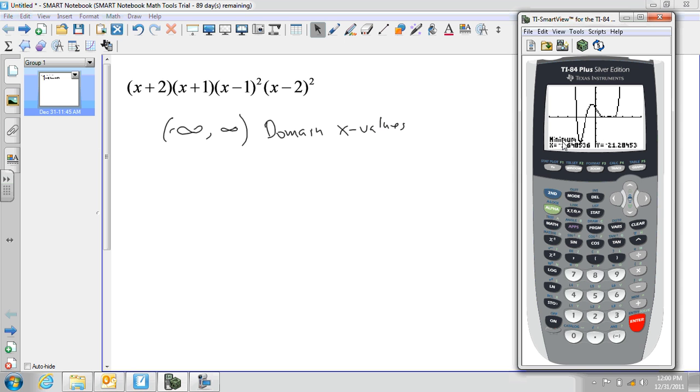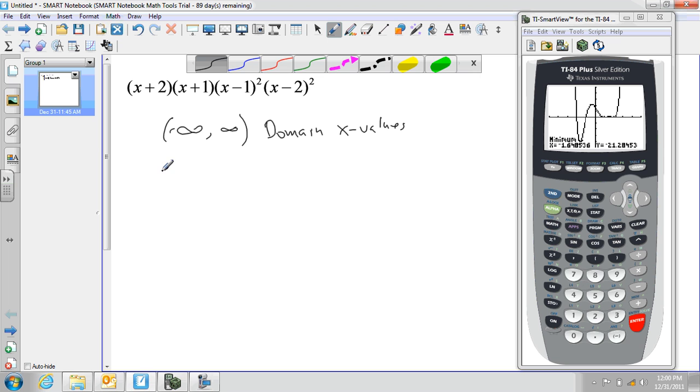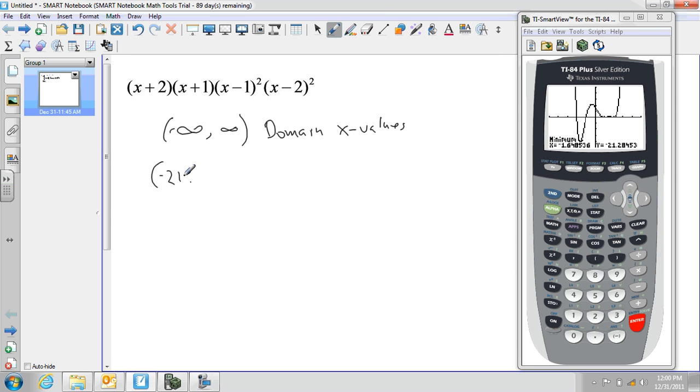So the way I would write that, my range, I always start at the lowest value, so I'm going to go -21.28, comma, and I know that it goes all the way up to infinity. So my range goes up to infinity, and that's my range, which are my y values for this function. So there you have it.